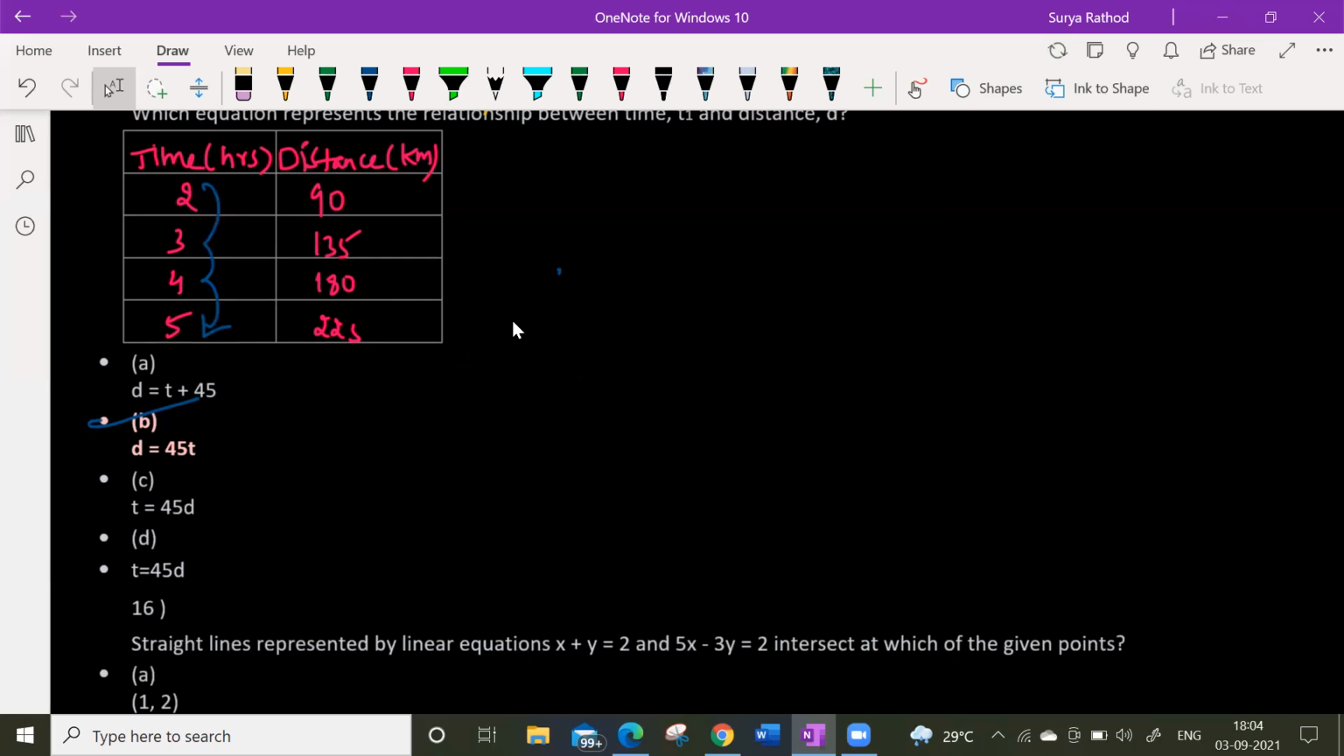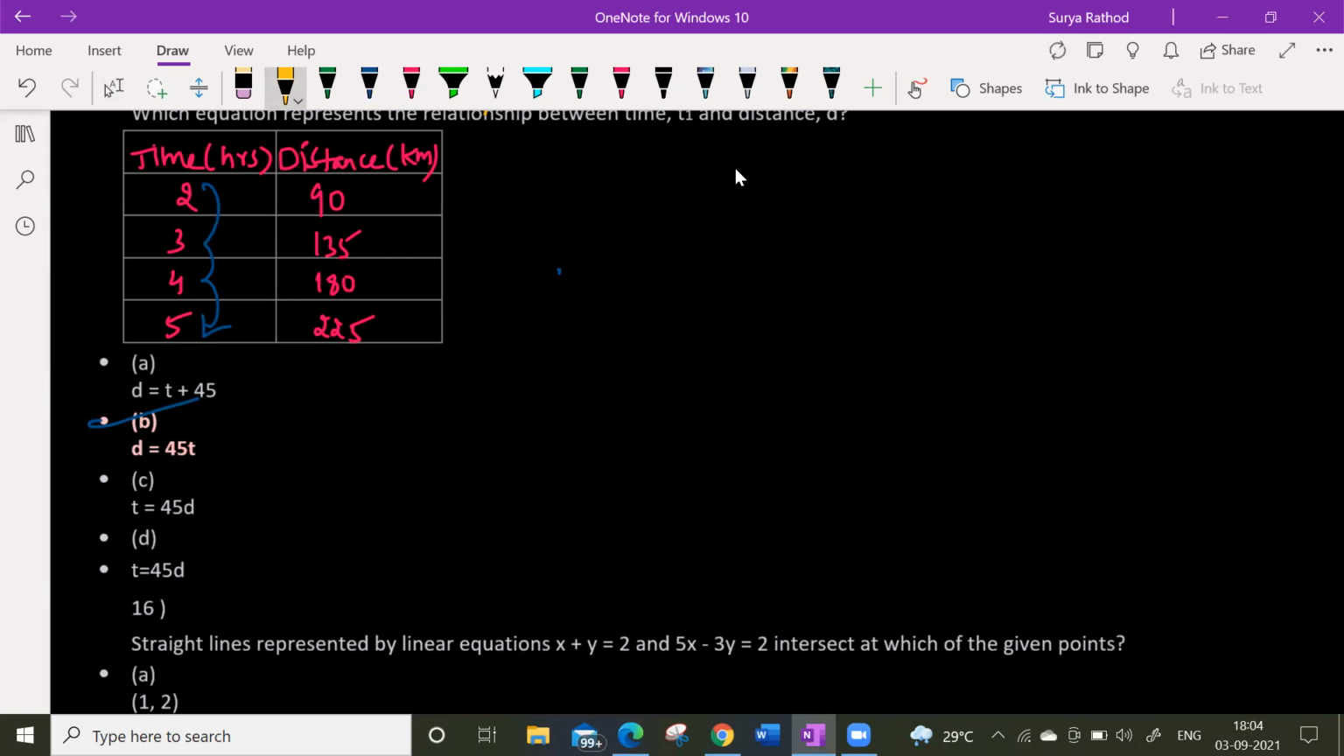So look at this here. How many of you gave the answer B? Sir, check the chat, I posted B as the answer. How? Sir, I simply replaced the values and simplified. 45 times 2 is 90. 45 times 3 is 135. 45 times 4 is 180. 45 times 5 is 225. So 45 T is 45 into T.